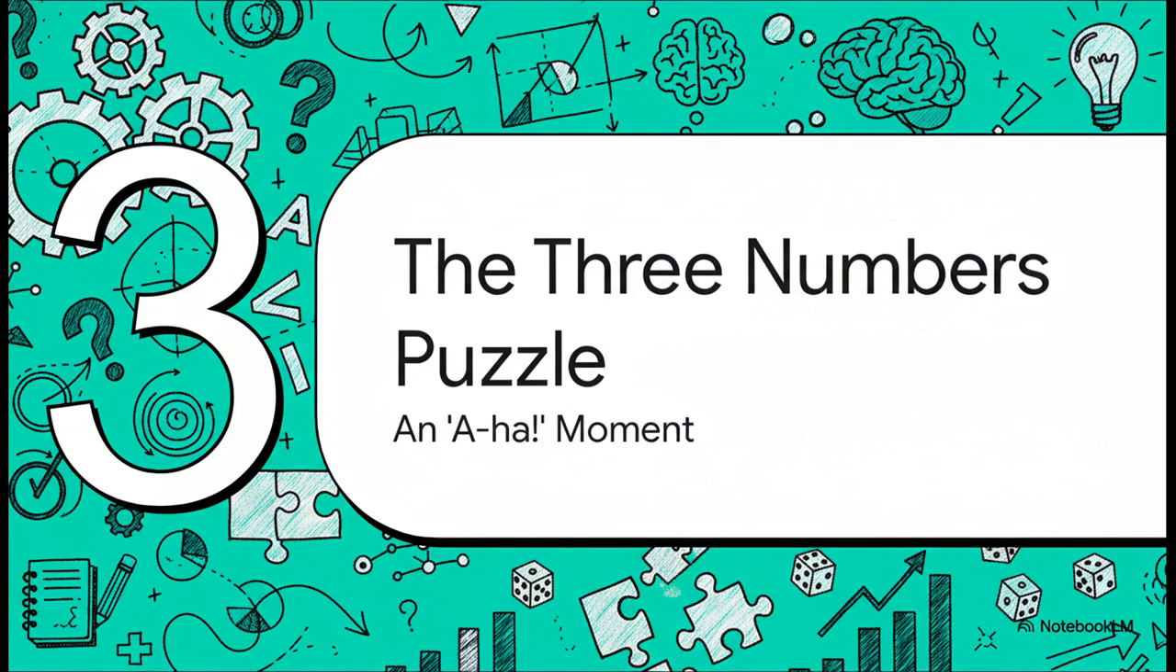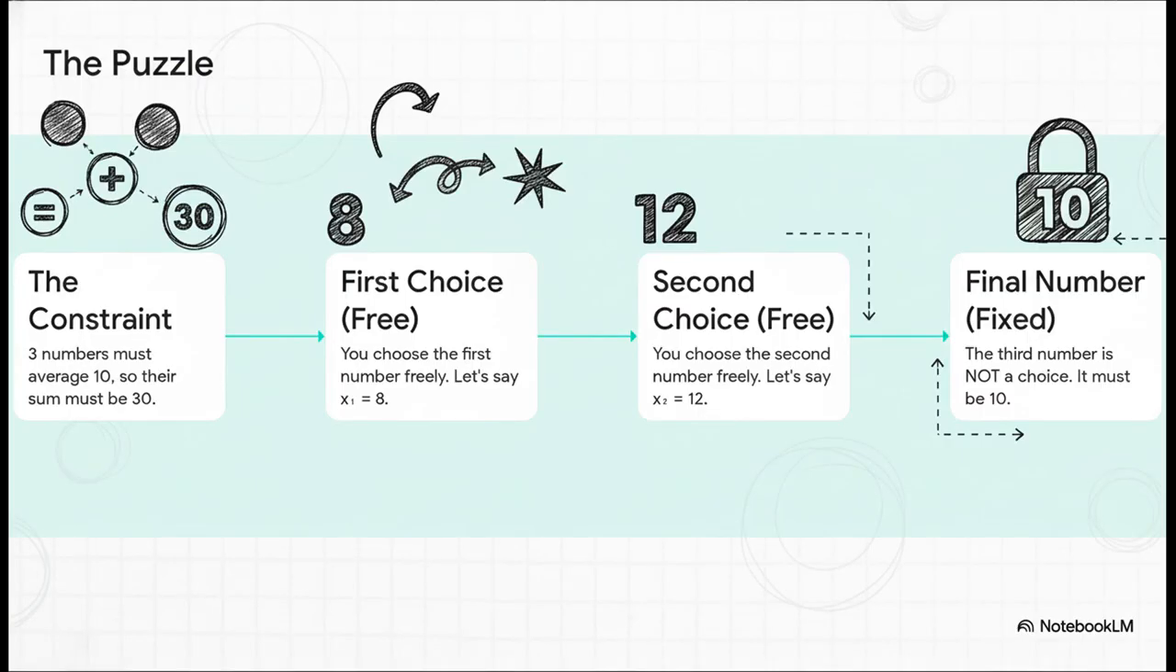All right, enough with the theory. I promise this is going to be your aha moment. I'm going to walk you through a super simple puzzle that will make this entire idea just click. Ready? This is where it all comes together. Okay, so here's the deal. The puzzle is simple. I need 3 numbers from you, but there's one rule, just one constraint. Their average has to be 10, which means their sum has to be 30.